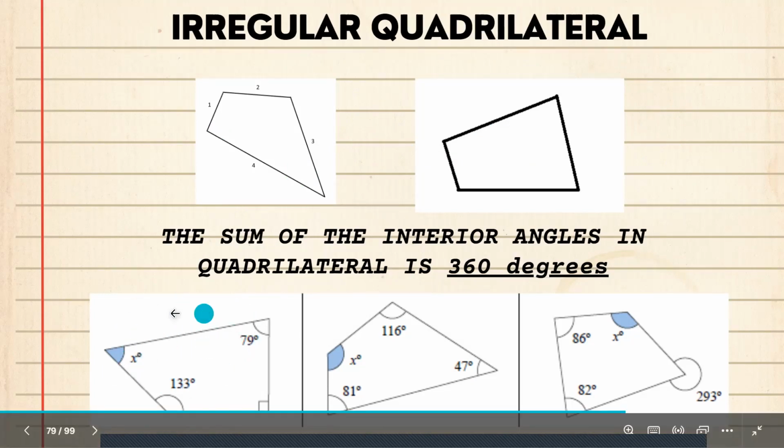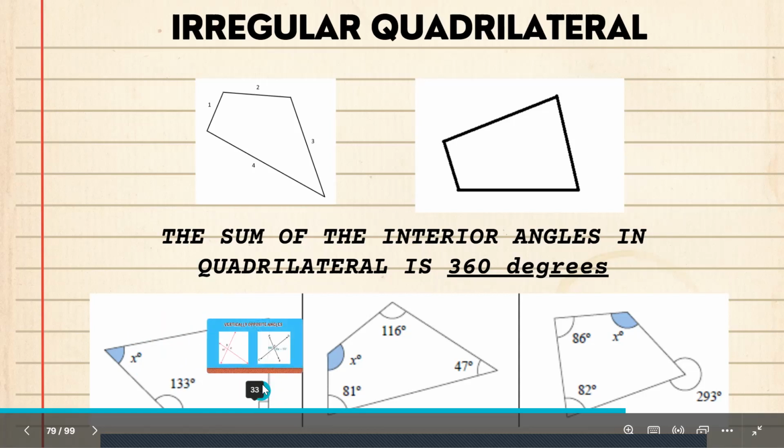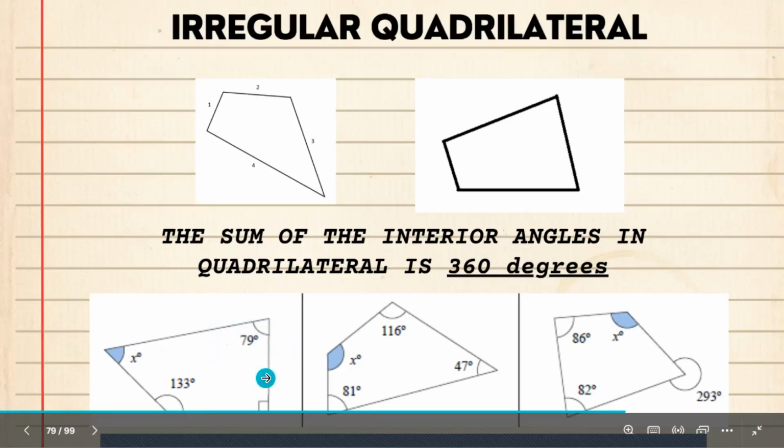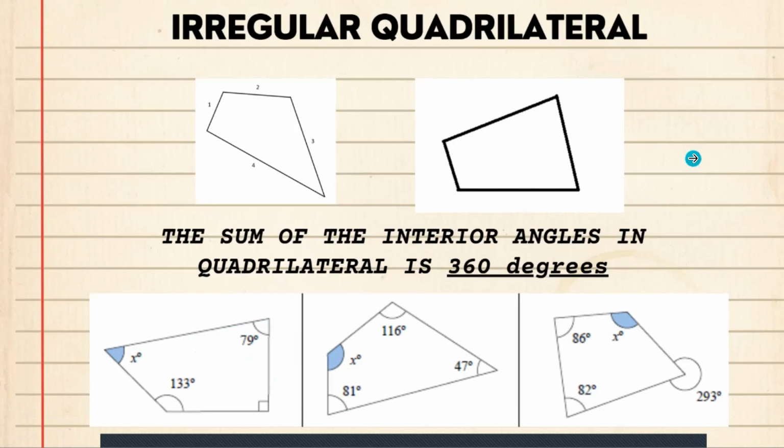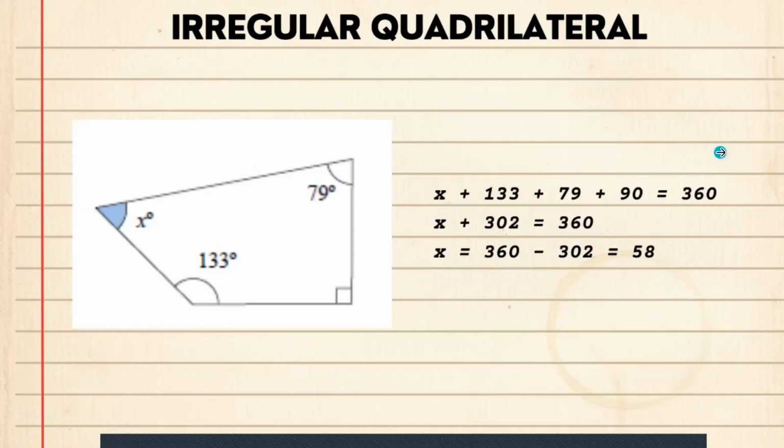If this is X, this is 79, this is 133, and this is a right angle because of the square in the corner, which is 90 degrees, what is the value of X? How to answer this question? Just make the equation. X plus 133 plus 79 plus 90 is 360. Add all things together: X plus 302 equals 360. So X is 360 minus 302, which is 58. Do not forget to write the degrees point.